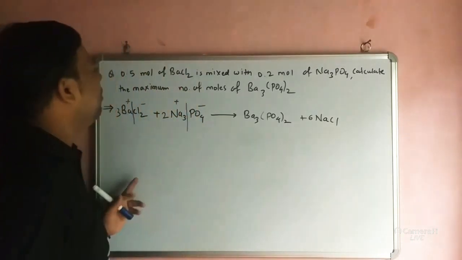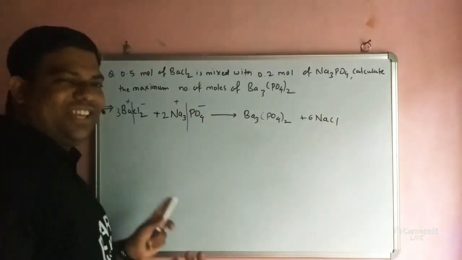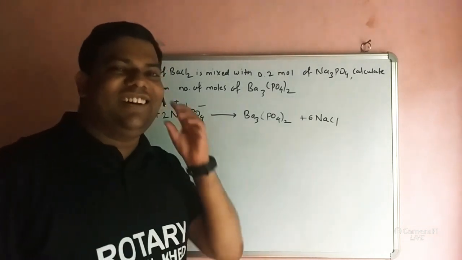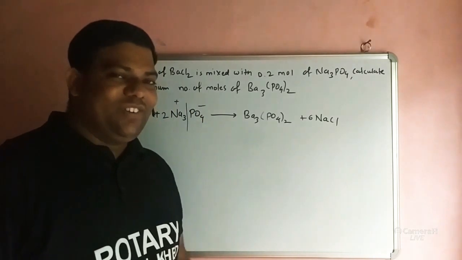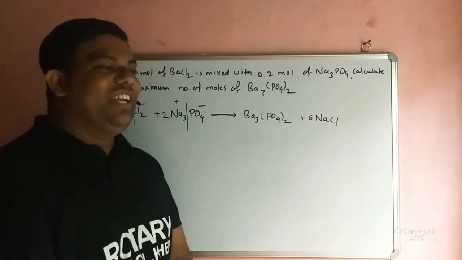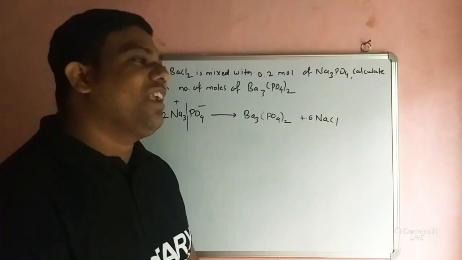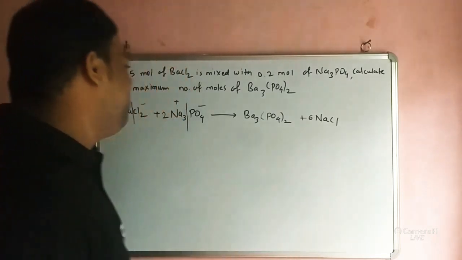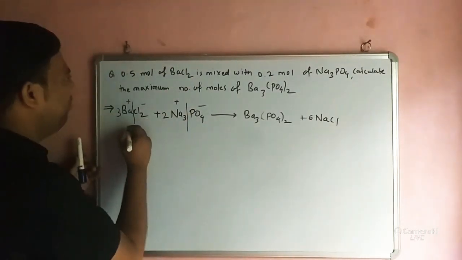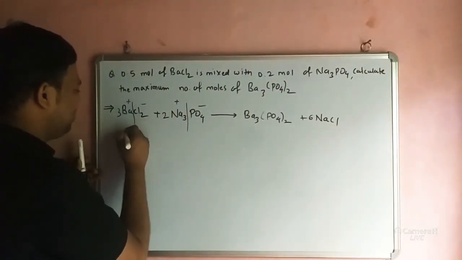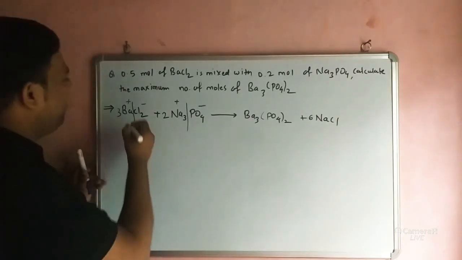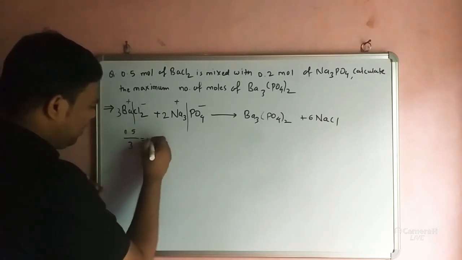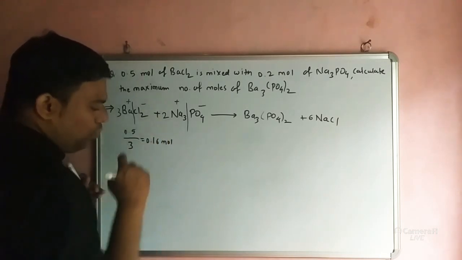Now we have to concentrate on how many moles they give. Obviously they directly give moles. So we can easily decide which one is the limiting reactant and which is the excess reactant. So pay attention. 0.5 mole of BaCl2, so here 0.5 divided by the stoichiometric coefficient, 0.5 by 3, near about you will get 0.16 mole.